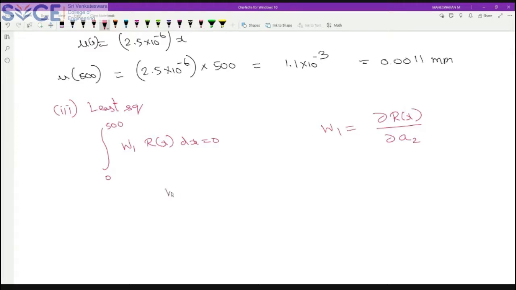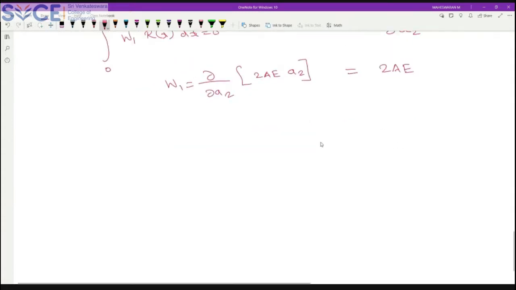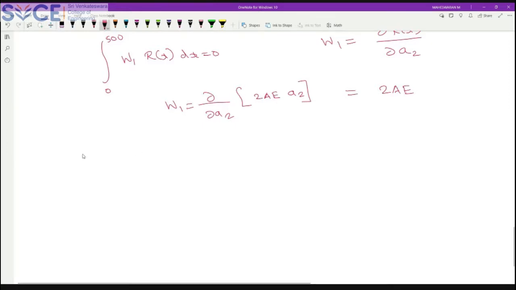So let me identify what W1 is. W1 is dou by dou a2 of R of x. R of x is 2AE a2, so when I partially differentiate this, I get only 2AE. Again, there is no change in the answer. When I integrate, integral 0 to 500 of W1 R of x, that is 2AE times R of x dx, is equal to 0. You know that this 2AE is a constant, and when you bring it to the other side, that becomes 0.